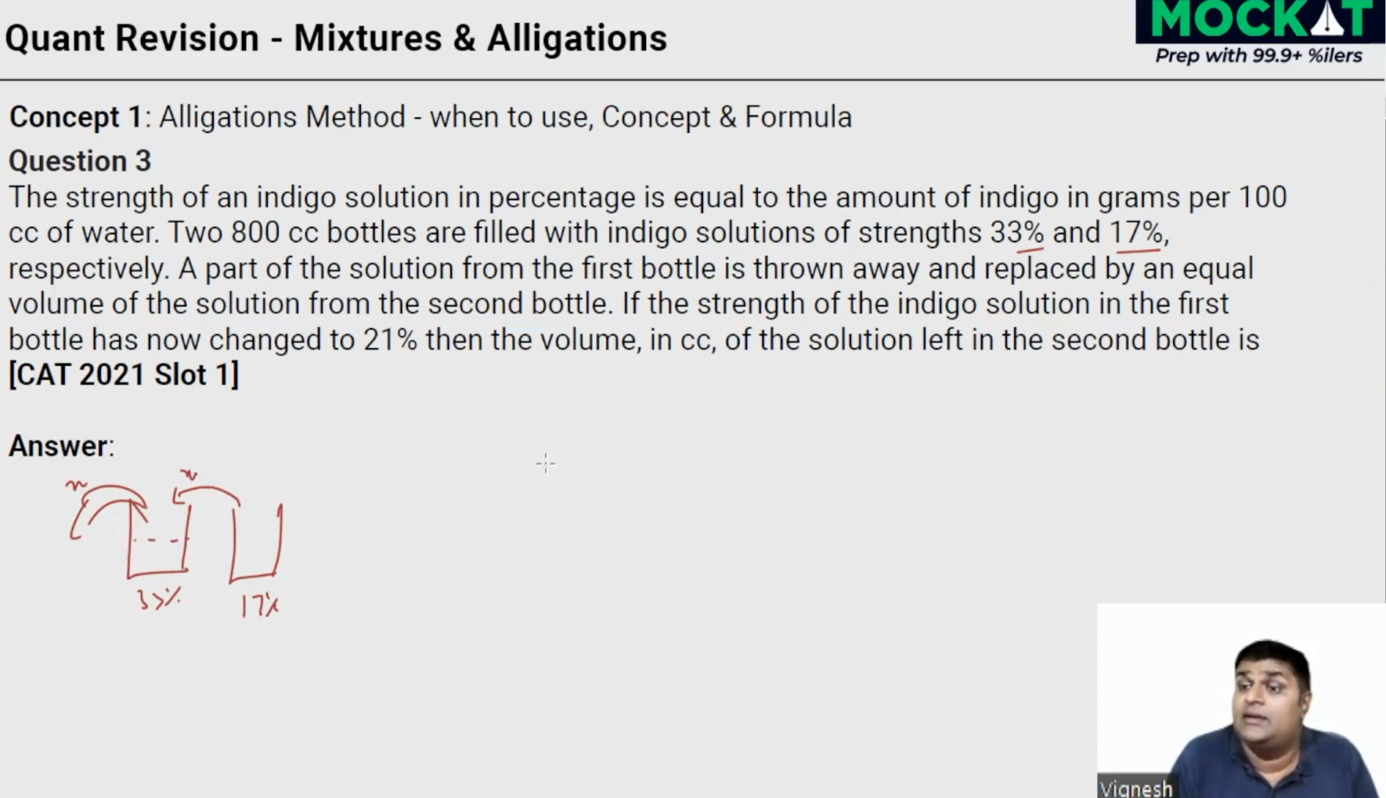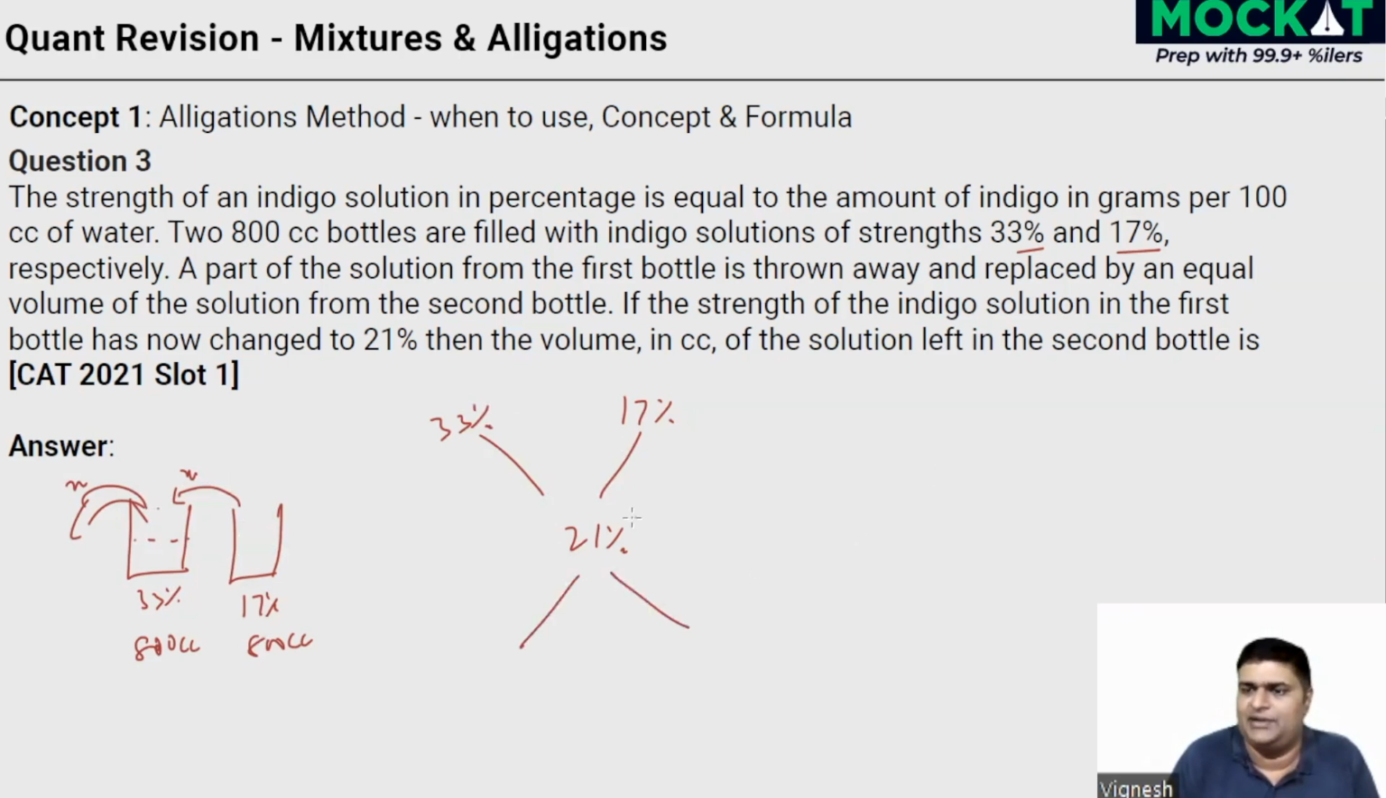If the strength of the indigo solution in the first bottle has now changed to 21%. Okay. In the first bottle, after mixing it, it has come to 21%. What used to be 33%, after mixing it with 17%, right? Then what's asked over here is the volume of the solution left in the second bottle. Both of them were 800 cc and 800 cc. X went out and X came in over here. From 800 cc, once I remove X, I need to find out what is left over in the second bottle.